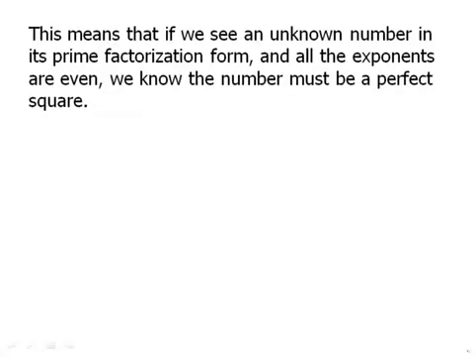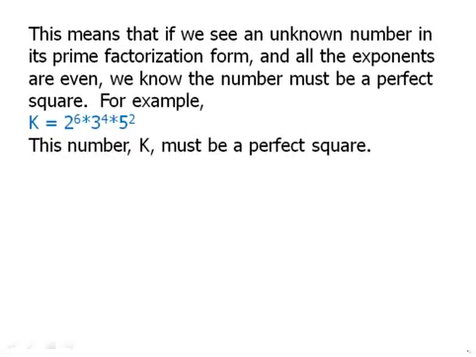This means that if we see an unknown number in its prime factorization form and all the exponents are even, we know right away the number must be a perfect square. For example, suppose we're given this number, k equals 2 to the 6th times 3 to the 4th times 5 squared. Well, we don't know what that number is. It's probably a big number, but we can tell right away just by looking at the prime factorization that it is definitely a perfect square because 6, 4, 2, all those exponents are even numbers. Right away we can tell that.